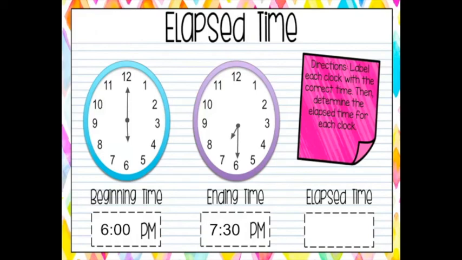Let's compare the two times. So we have 6 o'clock and 7 o'clock. 7 o'clock is 1 hour after 6 o'clock. And then we need to add in the 30 more minutes. So it would be 1 hour and 30 minutes have passed.